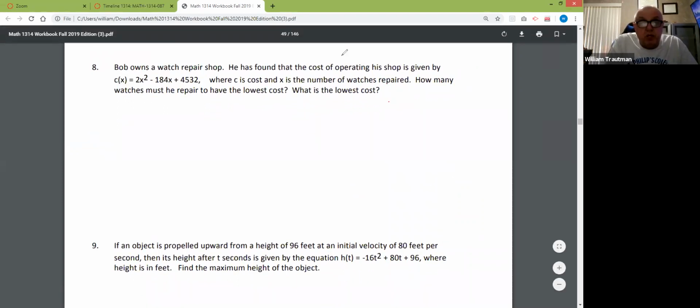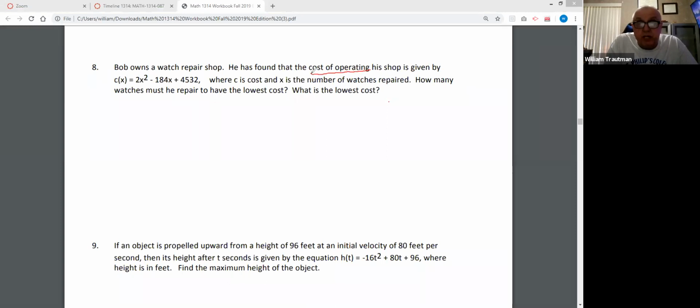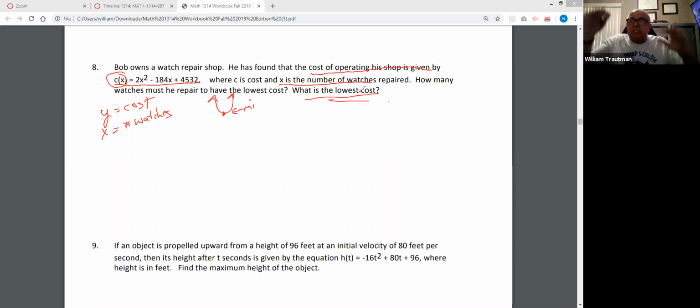A watch shop has found the cost of operating the shop is given by this. So the Y value is the cost. Do you see the cost? X is the number of watches. And you see this is a 2x squared, so it's a parabola. So it has a lowest point, a minimum. What is the lowest cost? Do you see a lowest cost, minimum? So the question matches the function. It's always going to. So the minimum cost is the vertex.